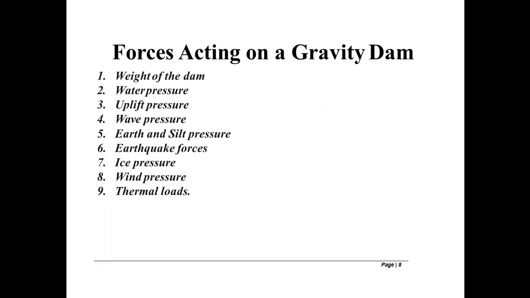Next is forces acting on gravity dam. So these are the forces which act on the gravity dam. First one is the weight of the dam, second one is the water pressure, third uplift pressure, fourth wave pressure, fifth earth and silt pressure, sixth one is the earthquake forces, seventh is the ice pressure, eighth is the wind pressure, and ninth is the thermal loads.